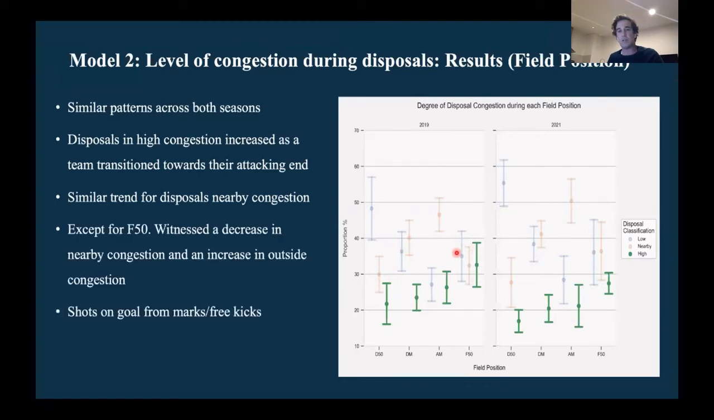Where it altered a little bit was in the forward 50. This is most likely due to set shots on goal. So if a player marks the ball or gets a free kick in the forward 50, they're allowed to shoot it on goal unimpeded by the opposition player. So that's sort of why we have an increase in disposals outside and a decrease nearby.